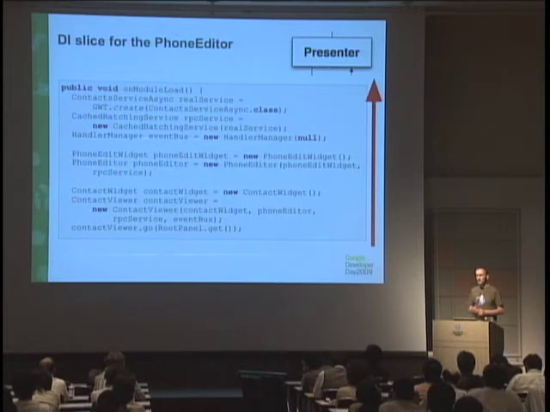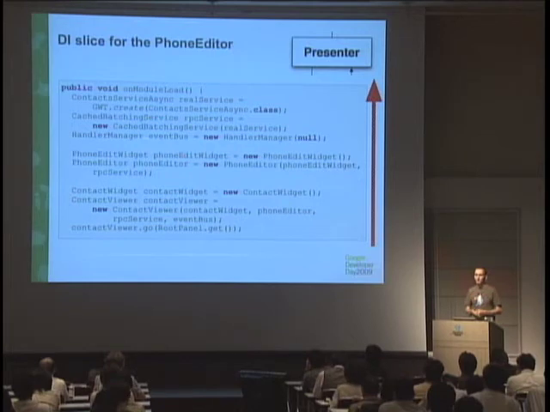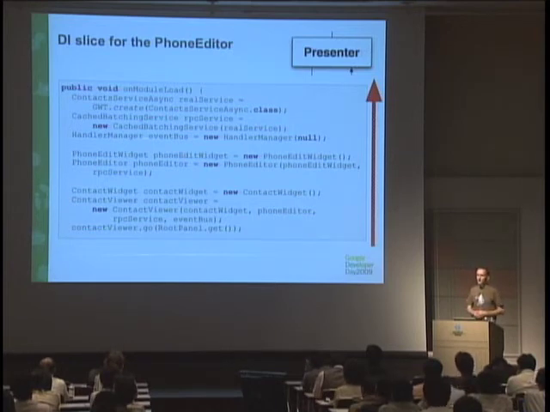Now in some cases, for example, the phone editor, roughly in the middle, you see that it needs a phone edit widget and an RPC service. So those are 2 dependencies. And we just keep creating dependencies manually, because we're not using dependency injection frameworks, until we get to the top and we've satisfied all the dependencies. So this may look like a lot of code, but it's really straightforward. You just construct everything you need and you pass in the stuff, and anything you don't have, you construct.